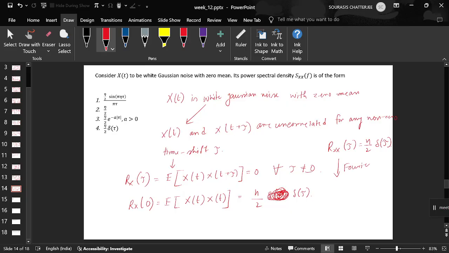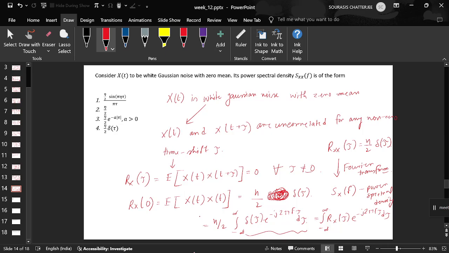When you take the Fourier transform, we obtain the power spectral density. You can actually do the math here. That is the integral from minus infinity to infinity of Rx tau e to the power minus j 2 pi f tau d tau. So Rx tau is equal to eta over 2 Dirac delta, so it becomes just eta over 2 times the integral of the Dirac delta times the exponential d tau. We know this integral is going to be 1, so we are left with eta over 2, and this is over the entire frequency spectrum. So the power spectral density is given by eta over 2.